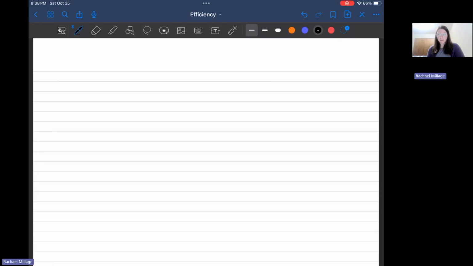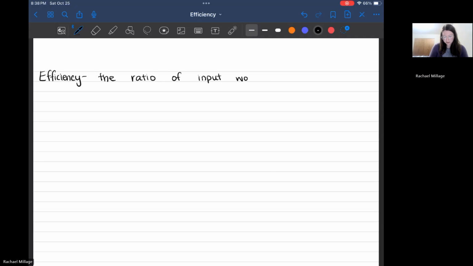Now we're going to start talking about efficiency. We learned in class that efficiency is the ratio of input work to output work of a machine. Usually we measure efficiency as a percent.